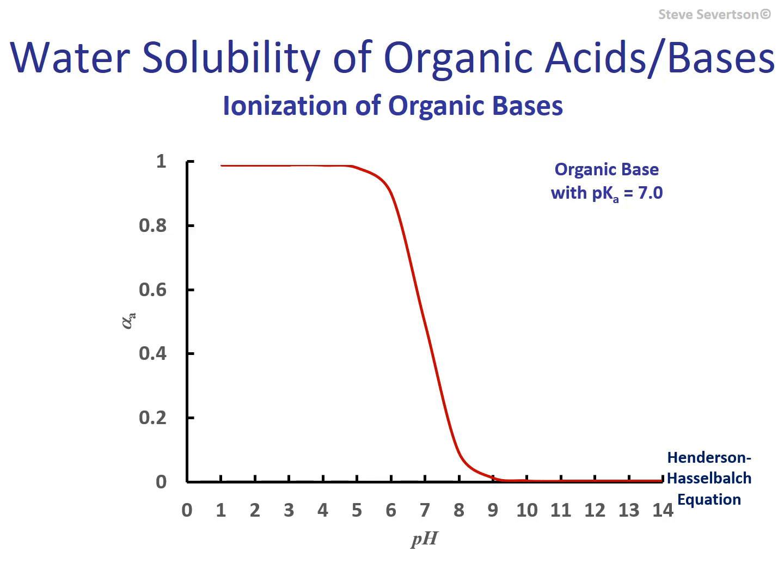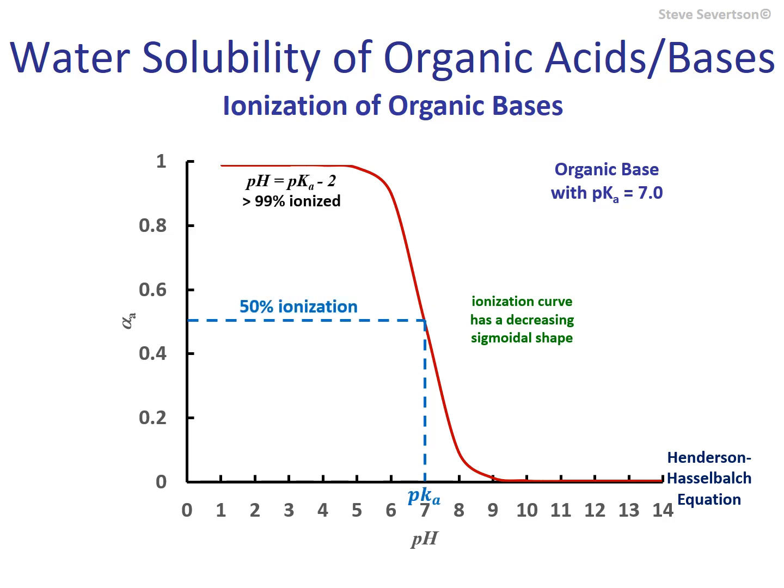The same guidelines for sketching the ionization curve for an organic acid apply for the base with a few modifications, given that for an organic base, the degree of ionization is a decreasing sigmoidal function. That is, for the organic acid, ionization increases with pH, while for an organic base, ionization decreases with pH.